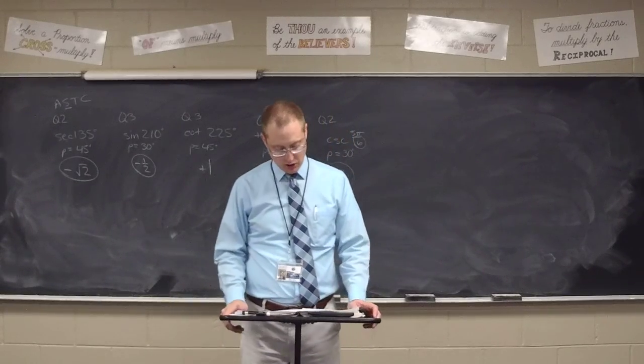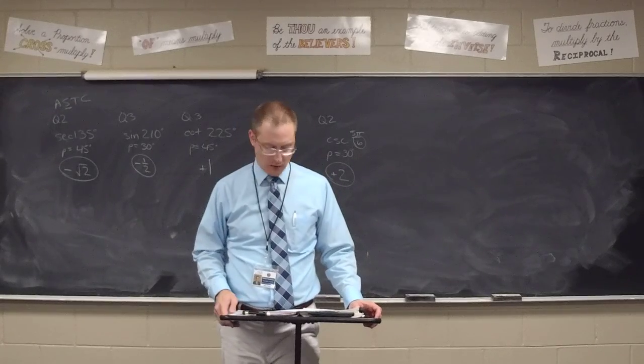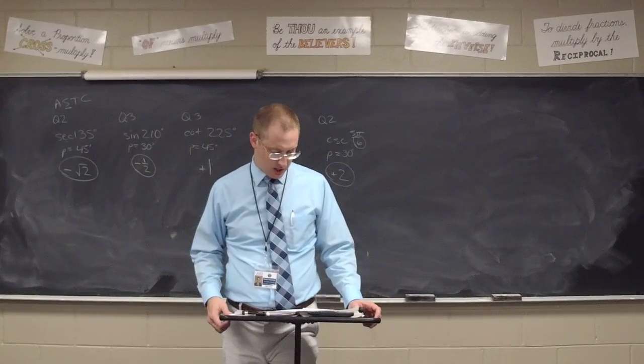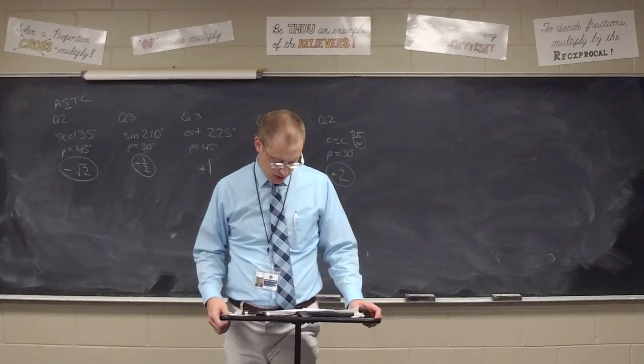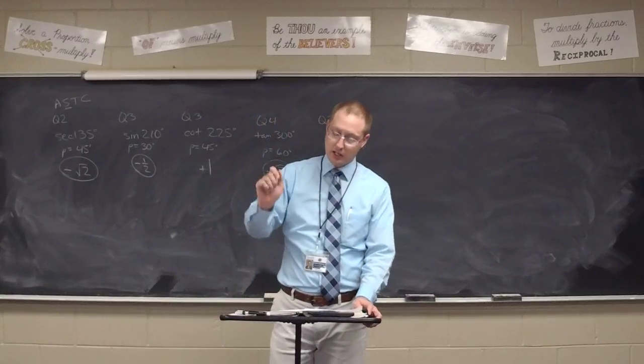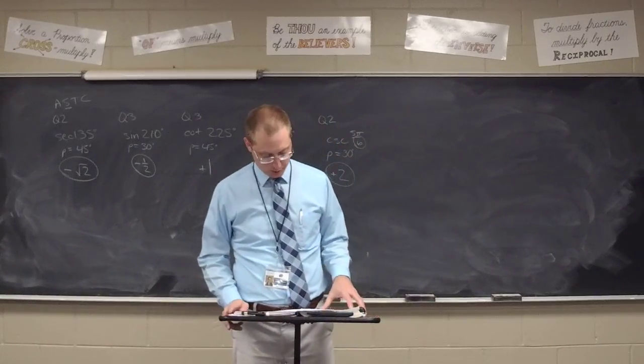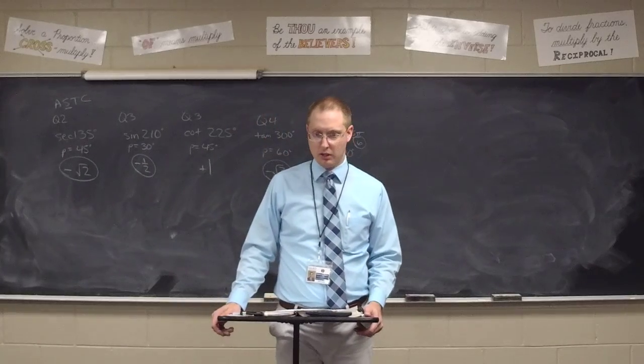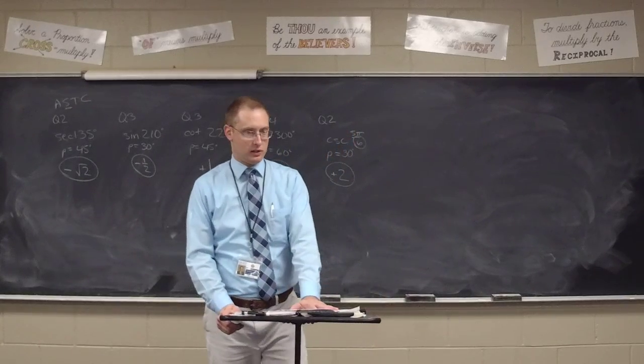Ethan, the last one, cosecant of 240, quadrant? 3. Reference angle? 60. Cosecant of 60 is 2 times square root of 3 over 3. And in quadrant 3, negative. So negative 2 square root of 3 over 3. And it went perfect. Wow. All right, questions? We got it?